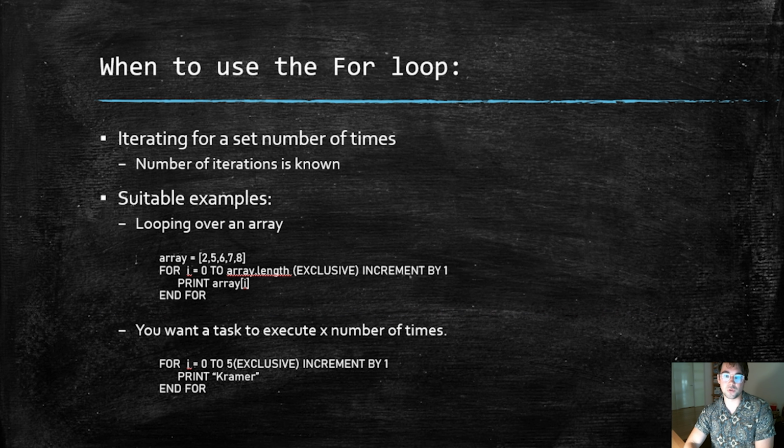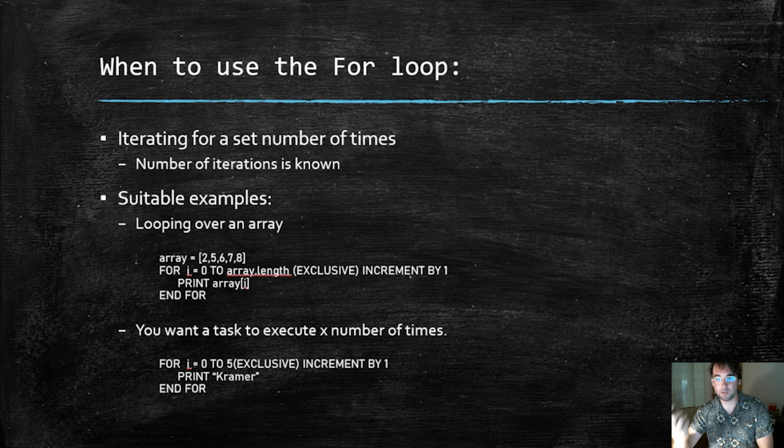So when you use the for loop, you're going to use the for loop when you're iterating for a set number of times. So a suitable example is looping over an array. In programming, we can pretty much always be able to retrieve the length of the array somehow with a variable on the array or some kind of method.